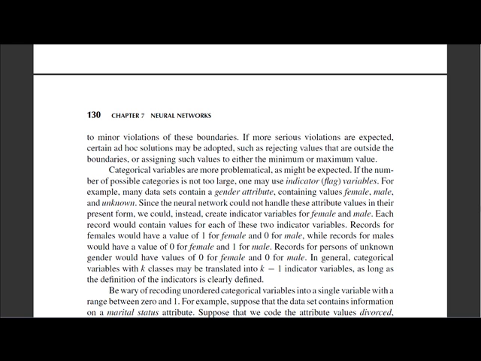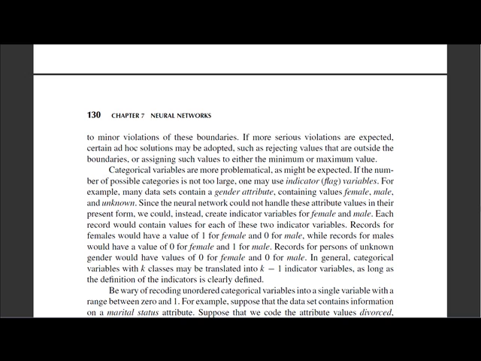Categorical variables are more problematic, as might be expected. If the number of possible categories is not too large, one may use indicator or flag variables. That's what I called 0-1 variables. He calls them indicator variables or flag variables. For example, many data sets contain a gender attribute. So if you collect data on people, one thing you may find out about is the gender of each person. Right? It's a typical thing that you would check for. So, containing values male and female and unknown.